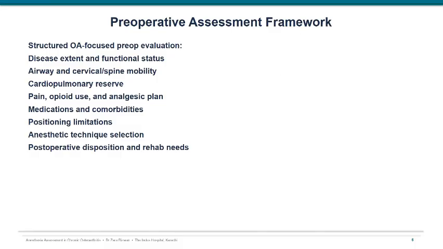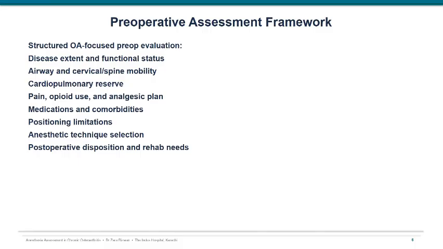So if we move on towards the preoperative assessment, it is based on a structured osteoarthritis-focused preoperative evaluation. We need to assess the disease extent and functional status of the patient, airway, cervical, and spine mobility, which is most of the time restricted. The cardiopulmonary reserves, as we have most of the geriatric patients in cases of chronic osteoarthritis. The pain, opioid use, and analgesic plan have to be discussed beforehand.